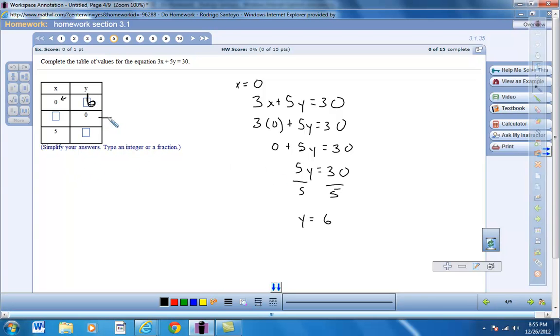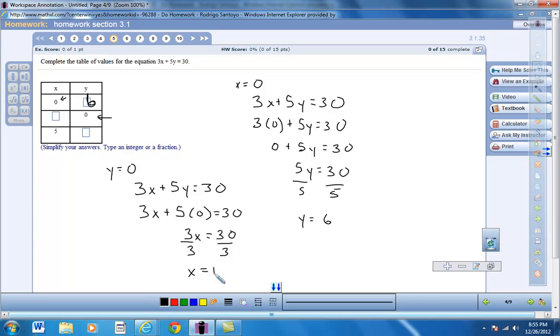Let's do this one here. There they tell us this time y is 0. Just follow it the exact same way. Start off with our original equation. Now we're just going to plug in 0 for y. Well, this will cancel, and we'll be left with 3x equals 30. Once again, we just divide both sides by 3. Here we see now x equals 10. So we can put 10 right in there. And then you'll just do that last problem the exact same way.